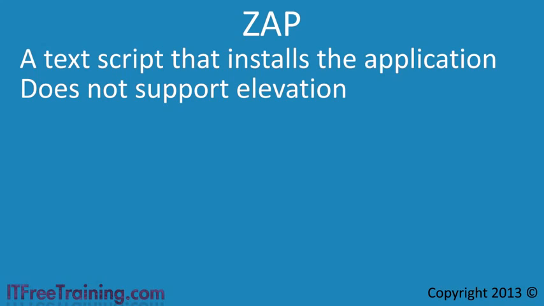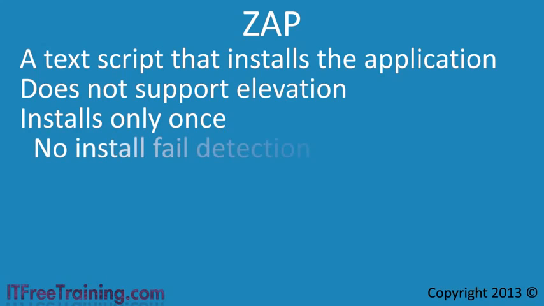Software that uses a ZAP file cannot be reinstalled more than once on a computer. If the install fails, Group Policy does not attempt to install the software again. This is because Group Policy simply runs the commands in the ZAP file. It has no way of detecting if the install was successful or not.